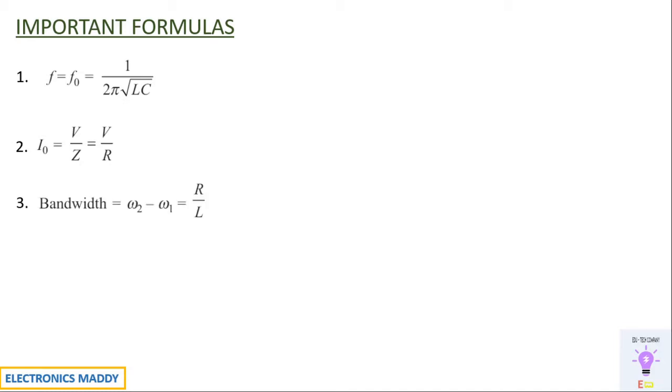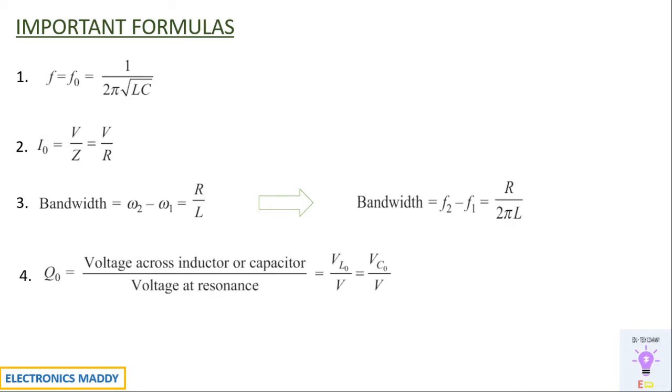So bandwidth is given by R by L. Solving this with respect to frequency, you'll get R by 2 pi L. Very important formula, this one. And the quality factor is defined in this particular fashion. Already it was explained, so please make a note of all these formulas. Again, the quality factor is derived, and this is our final expression.